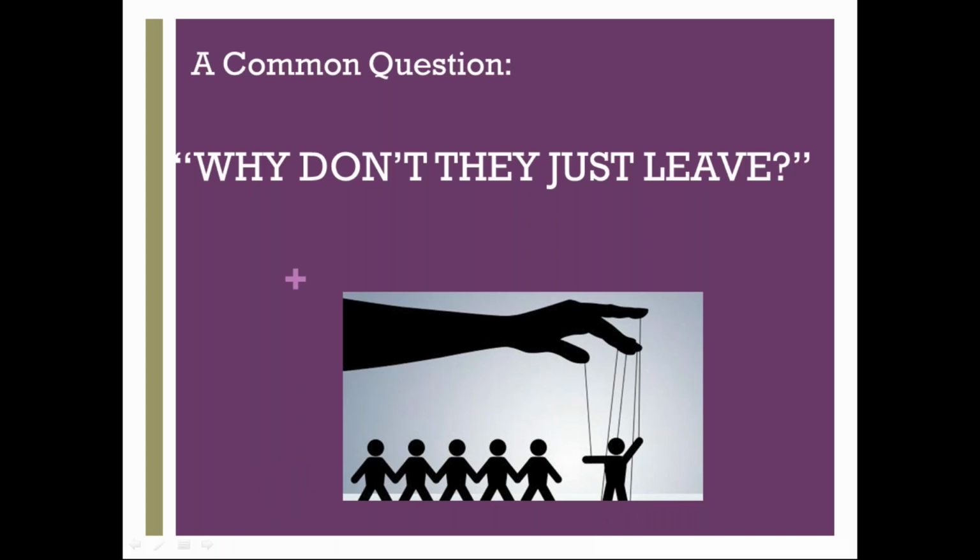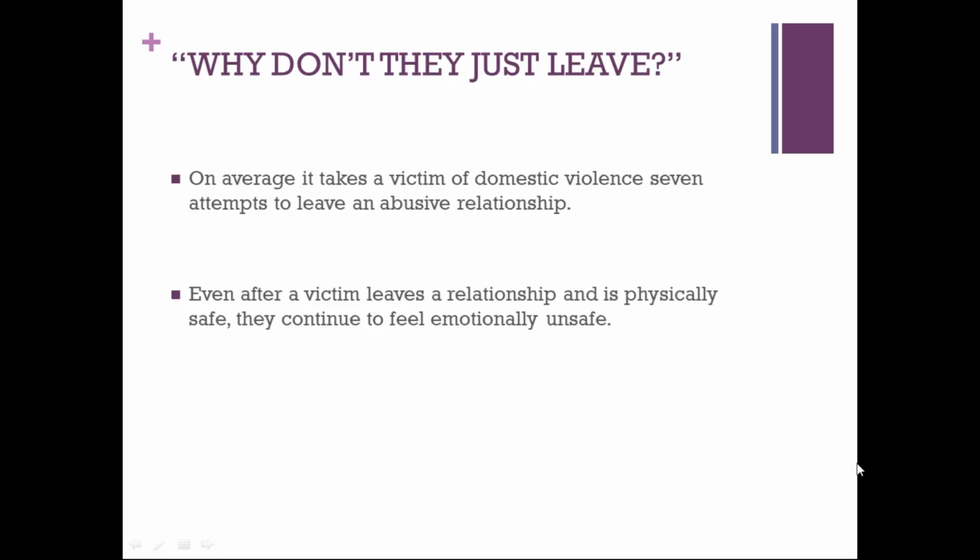Okay, so this common question, why don't they just leave? And this picture here is a really good representation of that, right? It's like, why don't they just leave? Well, if it was as easy as that, then people probably would leave, right? Then we wouldn't have this big issue with domestic violence as we do, right? But there are so many things that are a part of this. There are so many barriers that keep that person within that relationship and make it really difficult for that person to leave, right? So on average, it takes a survivor or a victim of domestic violence about 7 times before they leave an abusive relationship.